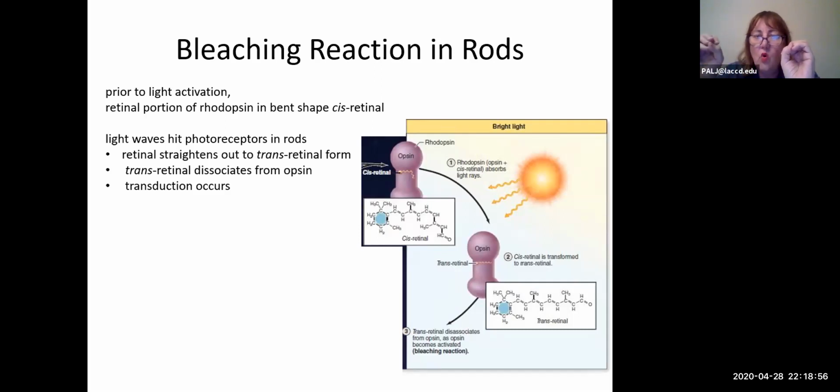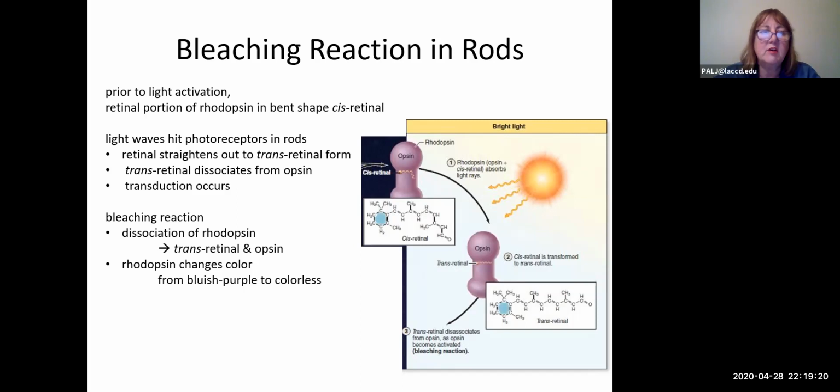So when light has made us move from a cis to a trans retinol, basically what is going to happen is that the trans retinol breaks off of the opsin. And that's where transduction happens. This is what we're calling the bleaching reaction. So the dissociation of the rhodopsin, that first compound found in rods, is hit by light. The cis retinol becomes a trans retinol, and so instead of having one rhodopsin, now we have two products. We have a trans retinol and we have an opsin.